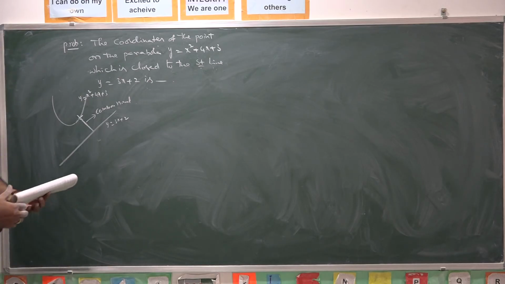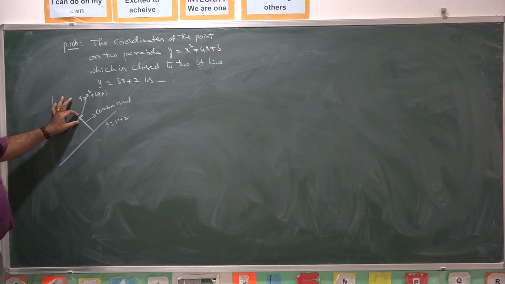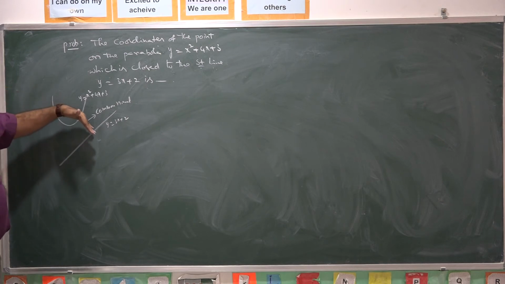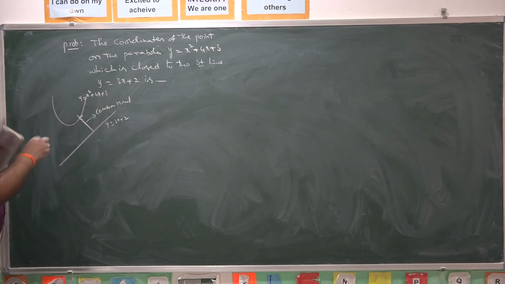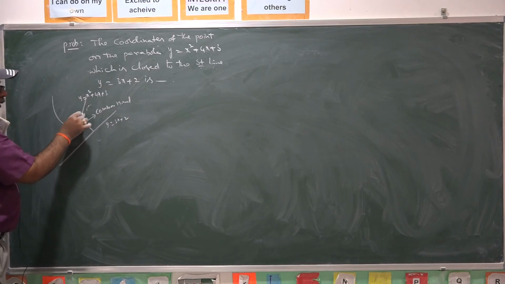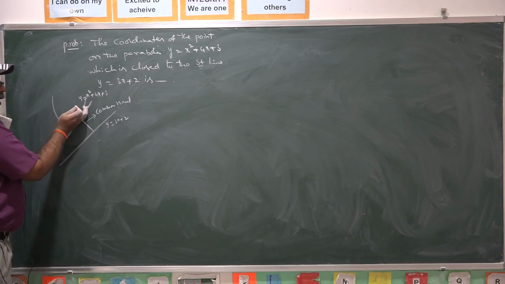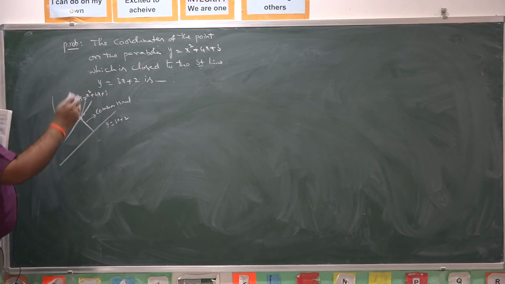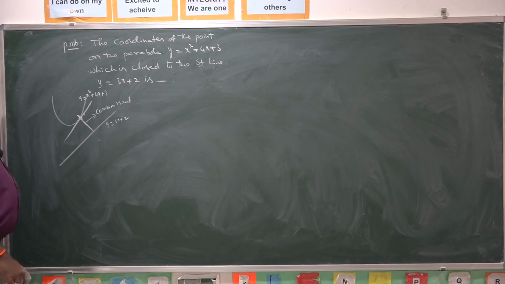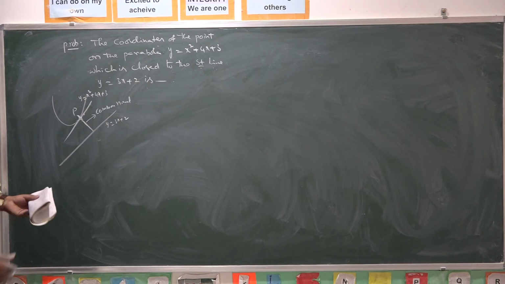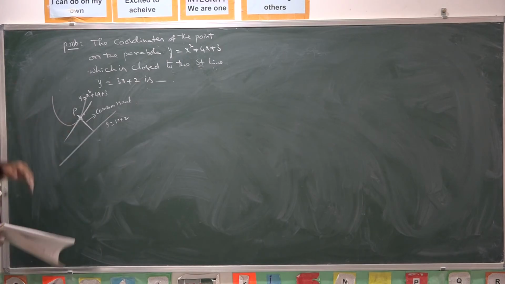Now you have to consider a particular point on this parabola, and once you take the normal at that point, it is certainly perpendicular to this line. So, if you consider a tangent at this point, the tangent is certainly parallel to this line. So P is the point which is closest to this line on the parabola.